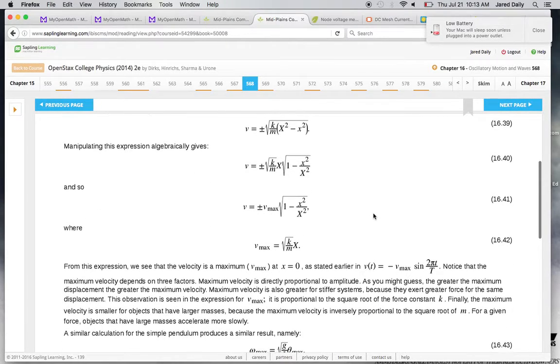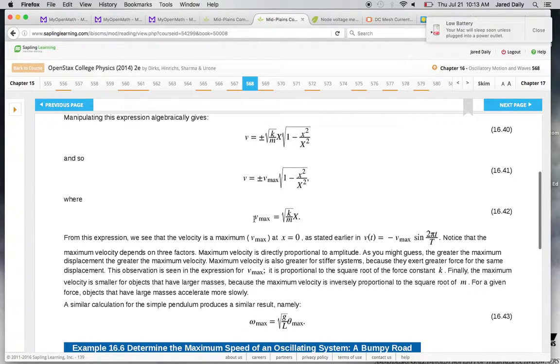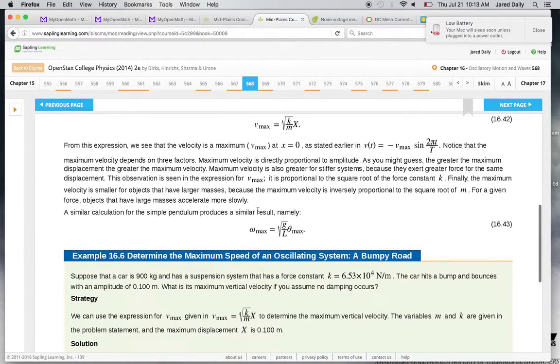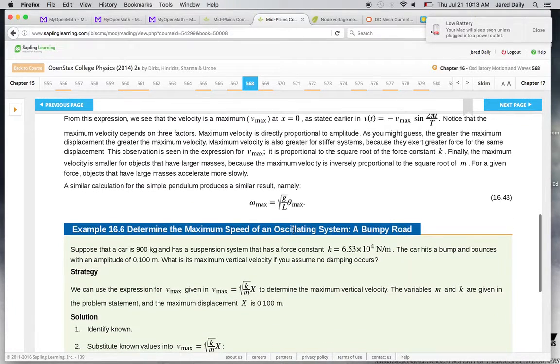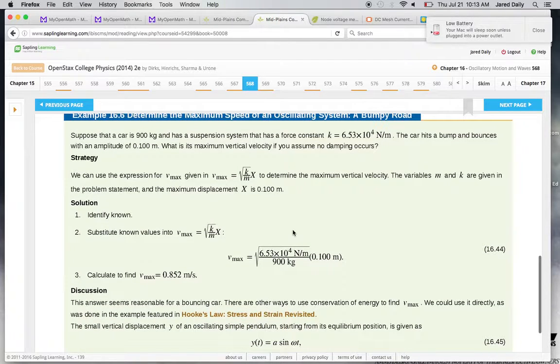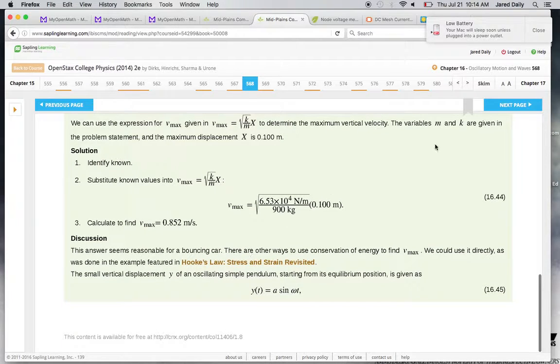But then you can start to calculate maximum velocities, for example. In this case, they calculate the maximum velocity of a simple harmonic oscillator to be the square root of k over m, the spring constant over m, times x. And that's for, of course, a spring. If you have a mass on a string in a pendulum, then you can do the same thing for the maximum omega, or the maximum angular velocity, and get the square root of the gravitational constant over the length times the maximum angle. So you can actually calculate the maximum speed of these oscillating systems, and that's exactly what they do in this example. They just plug in the numbers that are given and calculate those maximum speeds.